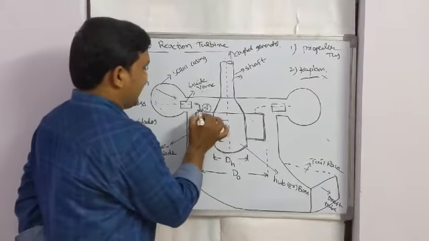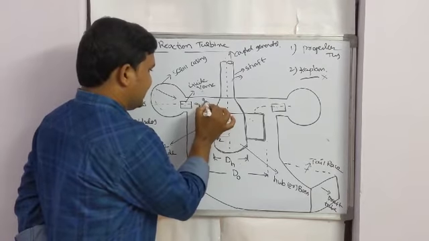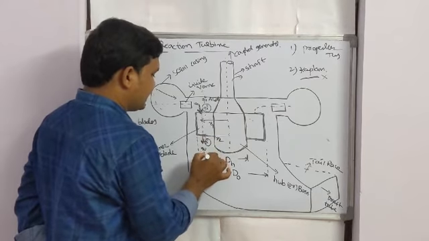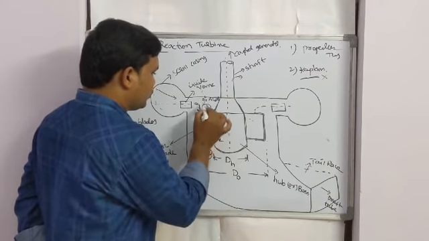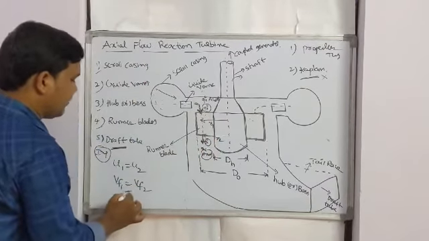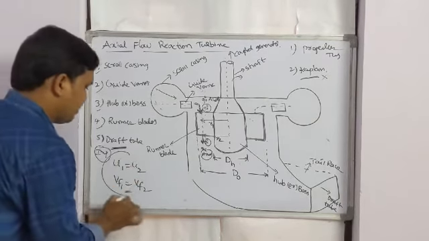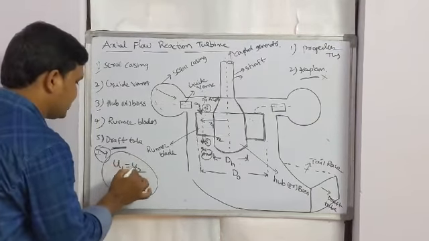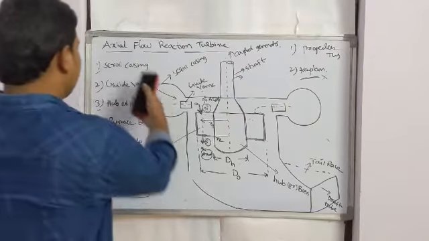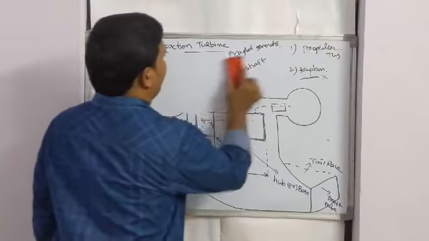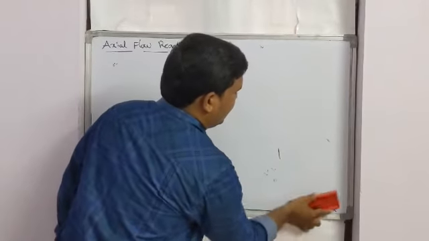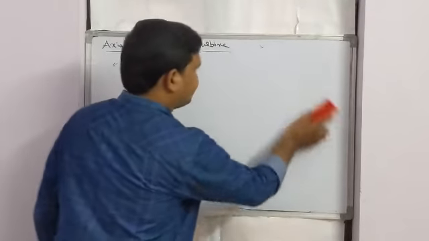Why? Because the water enters the runner blade at 90 degrees, in the axial direction, and leaves the runner blade also at 90 degrees, the axial direction. The flow of water throughout the runner is in the same direction, entry and leaving. That's why Vf1 and Vf2 will be the same. Please keep in mind that U1 and U2 are equal, and Vf1 and Vf2 will be the same in the Kaplan turbine, nothing but the axial flow reaction turbine. Next, we go to the working proportions or some design aspects of the axial flow reaction turbine.